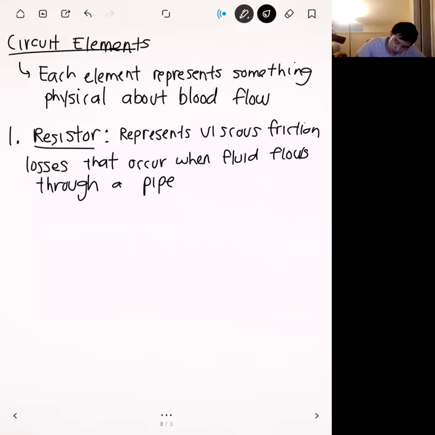Okay. And so schematically, we represent it like this, right? And so it's just a line with some sharp squigglies. Okay. And then the equation that we use to govern its behavior is Ohm's law, basically, right?